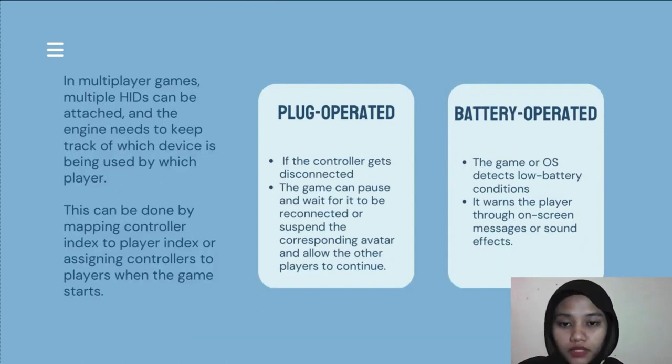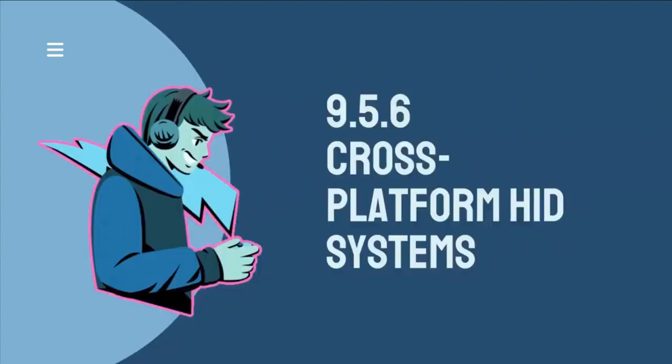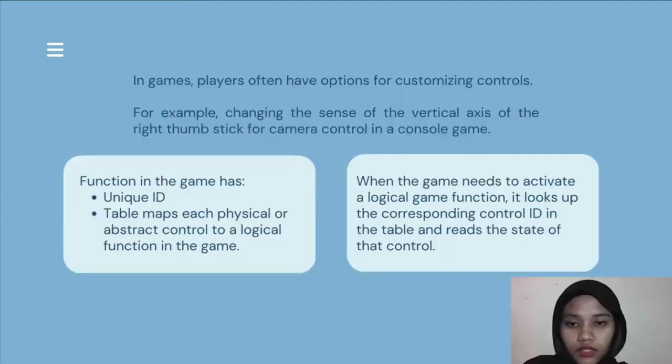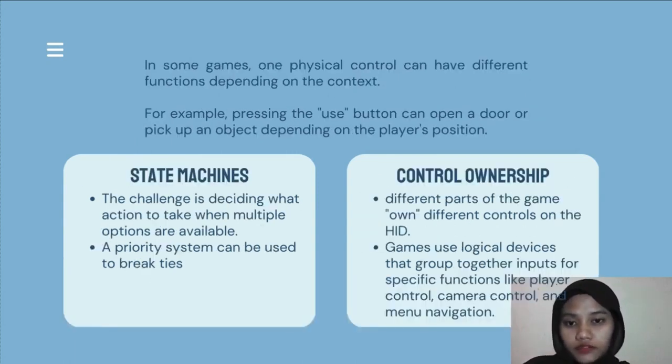In multiplayer games, multiple HIDs can be either plug operated or battery operated. So these are the differences between plug operated and battery operated. Cross-platform game engines need to handle HID inputs and outputs in a way that works on different platforms. So these are the two approaches that can be implemented for HID inputs and outputs: abstract button and axis IDs, and name abstract controls based on their function. In games, players often have options for customizing controls, so a function in a game can have a unique ID or table maps. In some games, one physical control can have different functions depending on the context. It can use either state machines or control ownership.